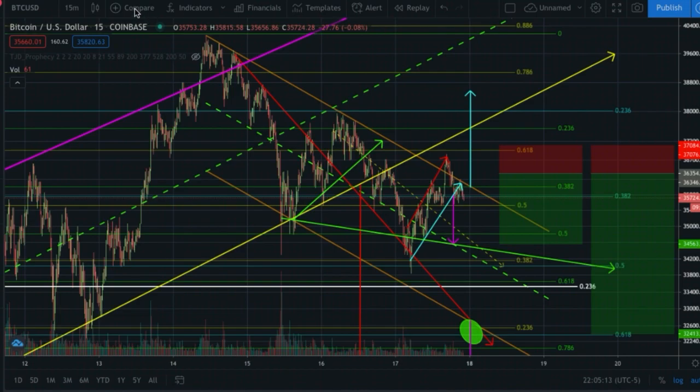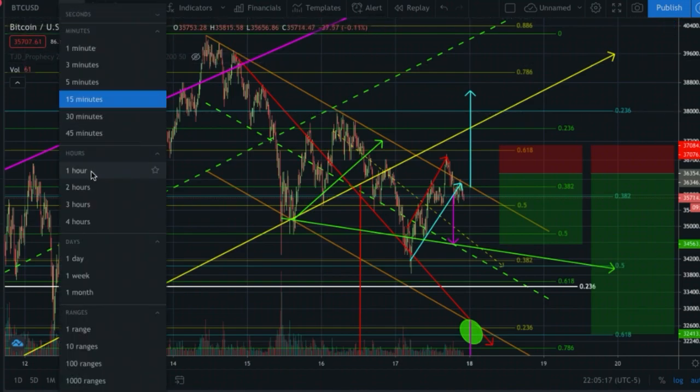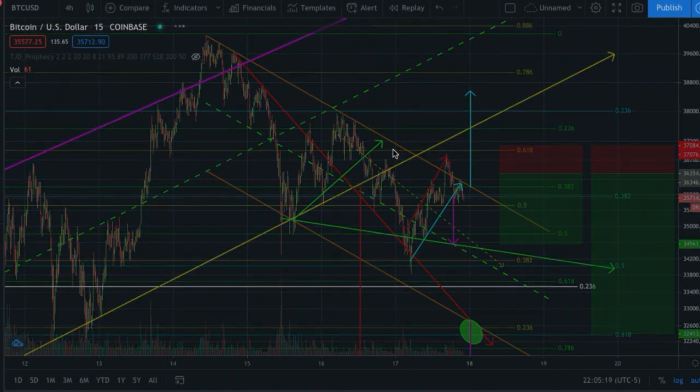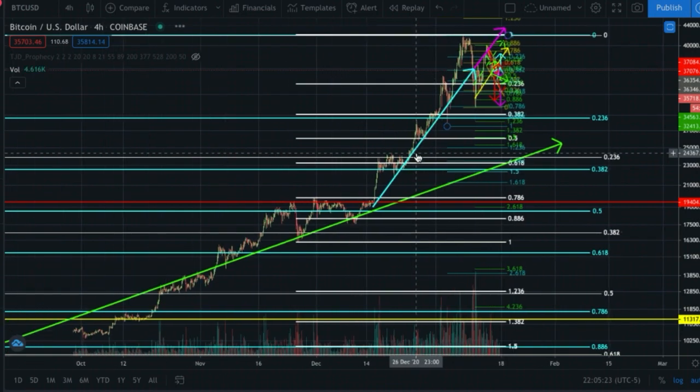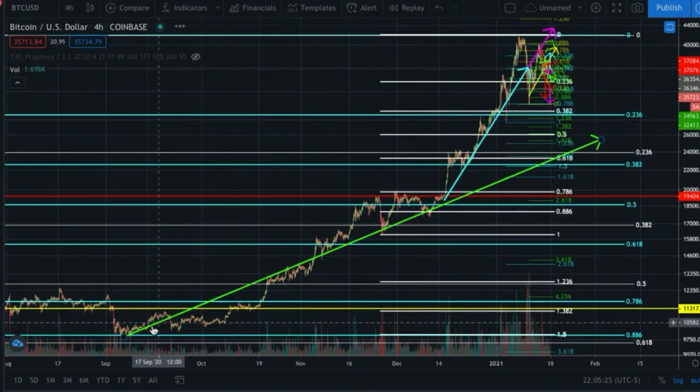All right, here I have the Coinbase chart. Currently, it's on the 15-minute, but I'm going to switch it over to the 4-hour for a little more relevancy. So essentially what we're paying attention to right now, we have this massive parabolic uptrend that started back at $10,000.